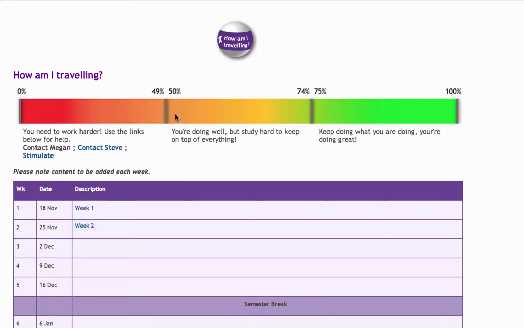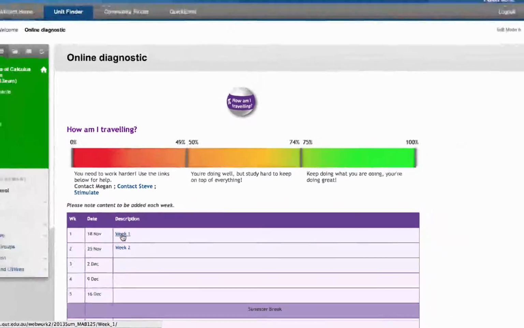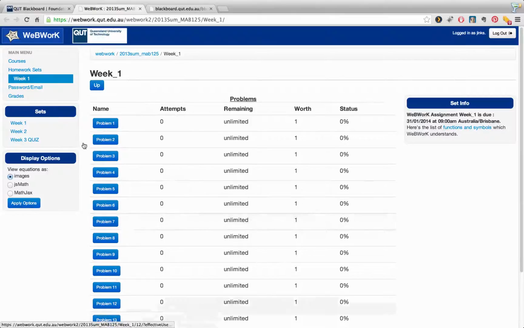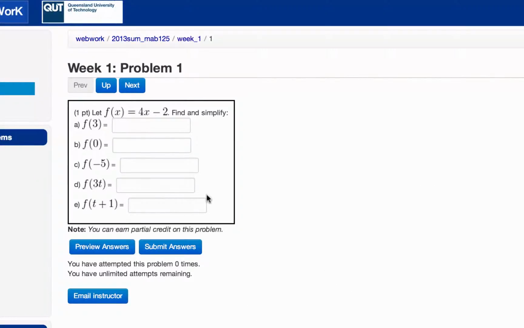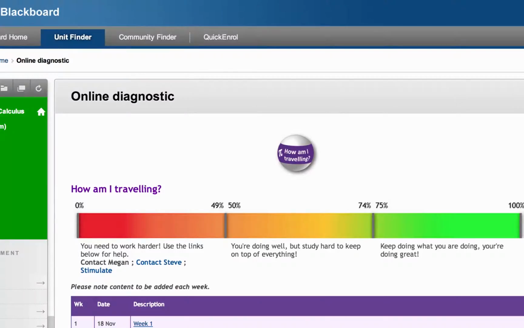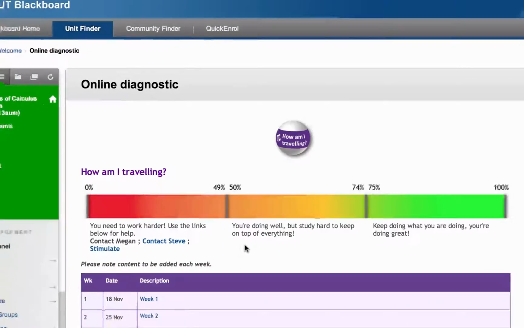We have given a graphical interface which highlights your knowledge level depending on the results you get from weekly practice tests. Students can return to these tests as often as they like. After they answer each question, which is based on the concepts they reviewed that week, they get a percentage. So when they come back here, they can ascertain what level they're at and whether they should be contacting Stimulate or their tutor.